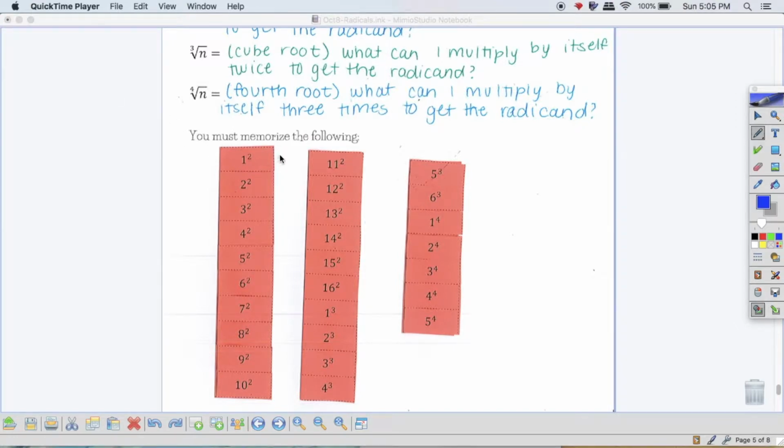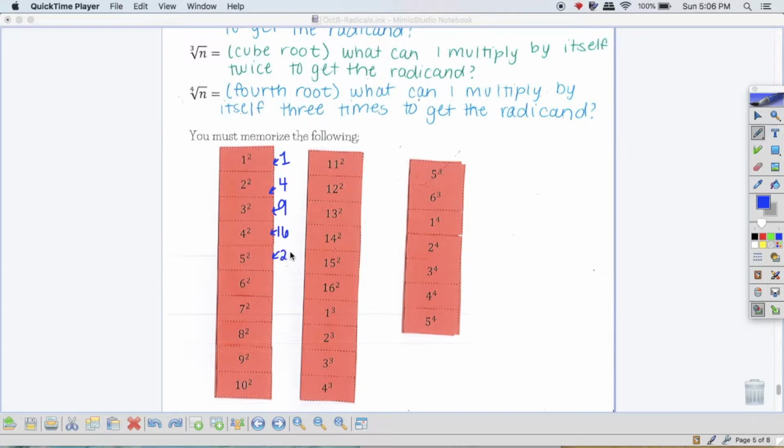1 squared, underneath that you could put 1. 2 squared, underneath that we know is 4. 3 times 3 is 9. 4 times 4 is 16. Okay, so unfold these and write this underneath. I would assume that up to 12 you know very well already.